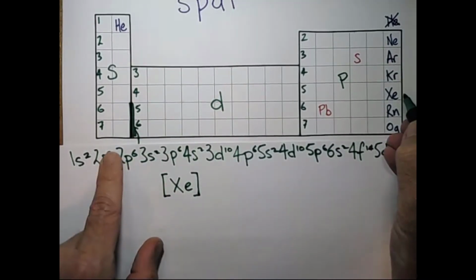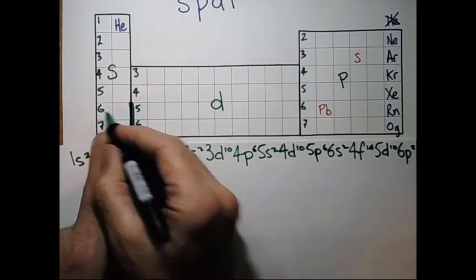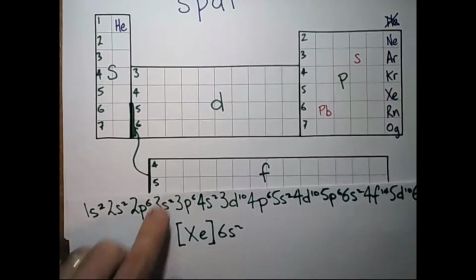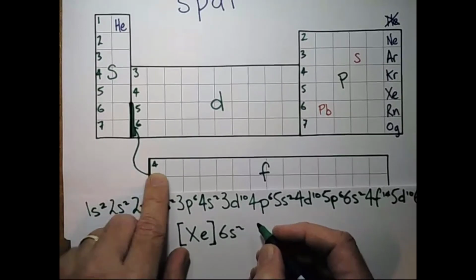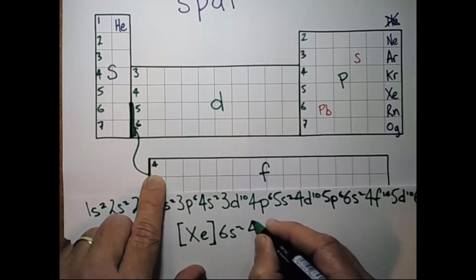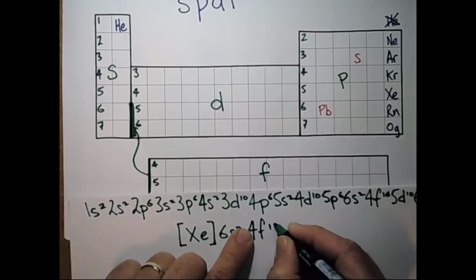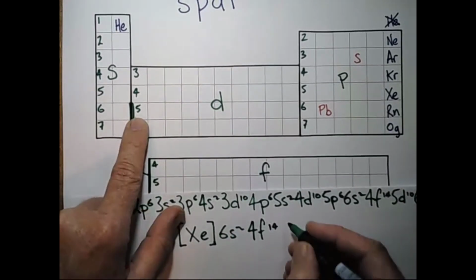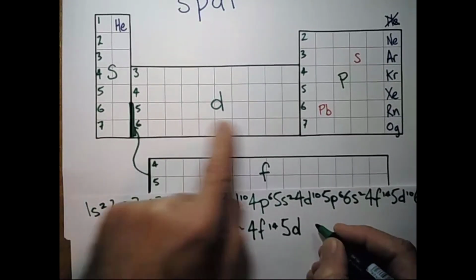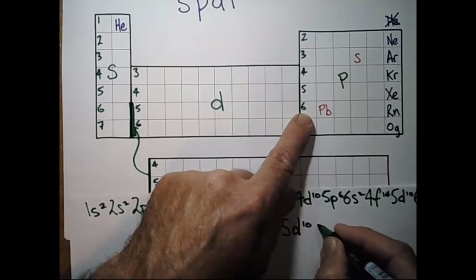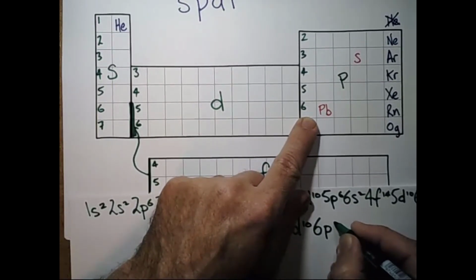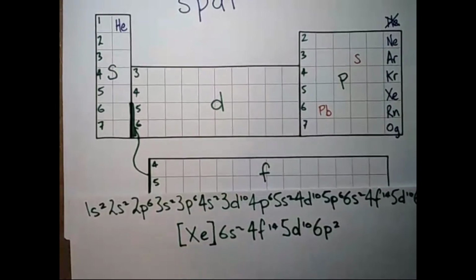Then from xenon, now I just walk the table. After xenon, I've got my 6s2, coming down to my lanthanides and actinides block, my f block, and I've got 4f14, and back up here to 5d10 and 6p2, 1, 2, and we've arrived at lead.